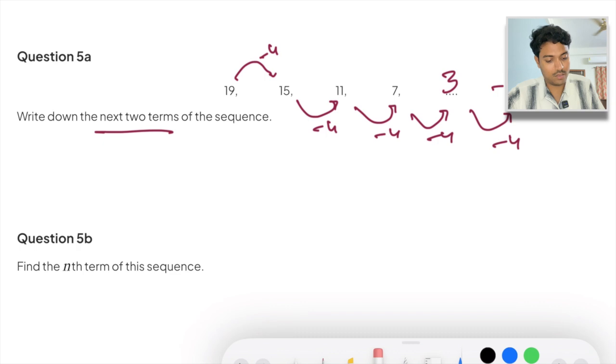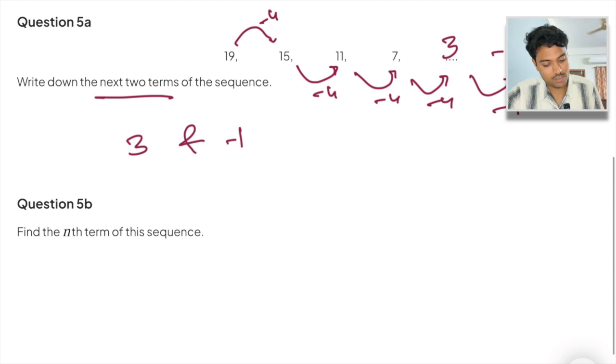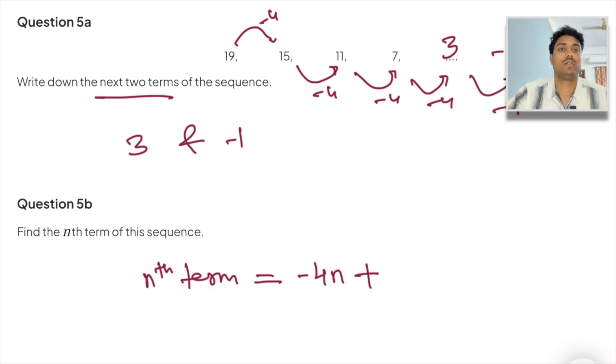So 3 and negative 1 is the answer. Next part, it says find the nth term of this sequence. So the nth term will be minus 4n plus a number that gives you 19.